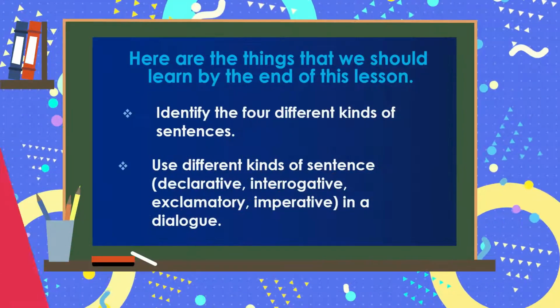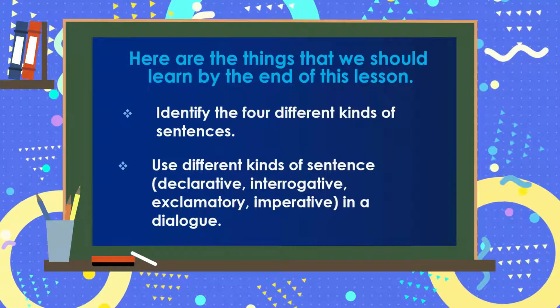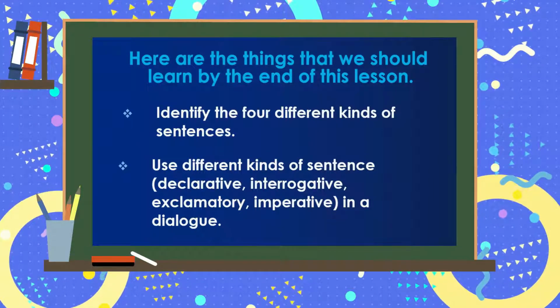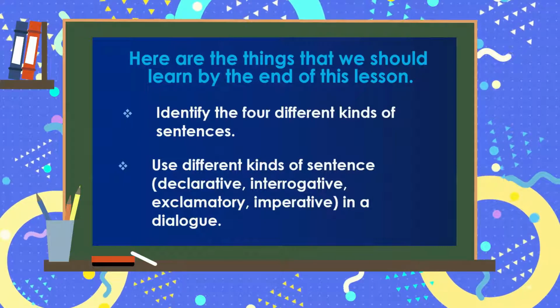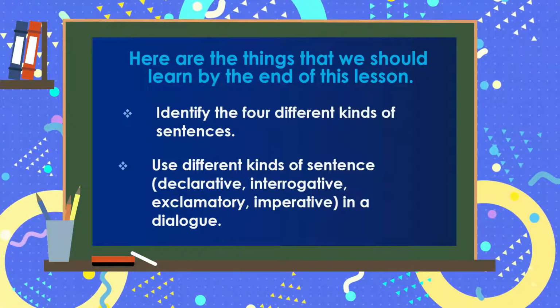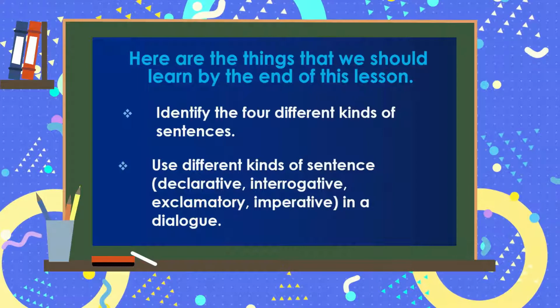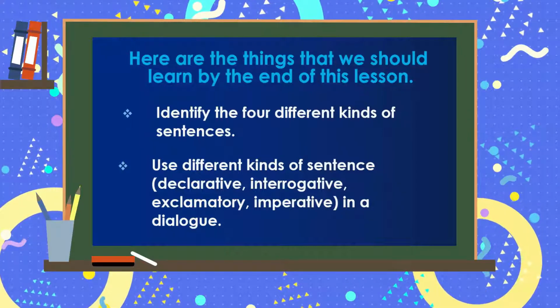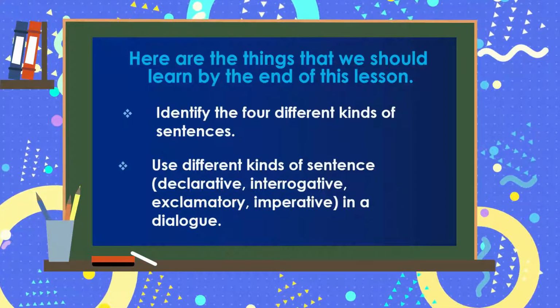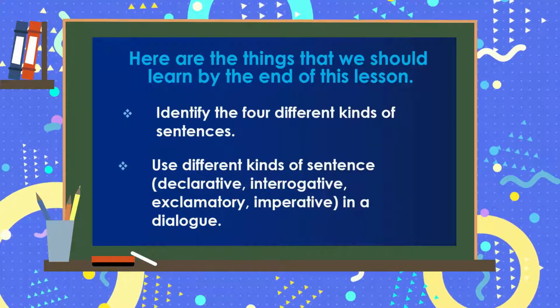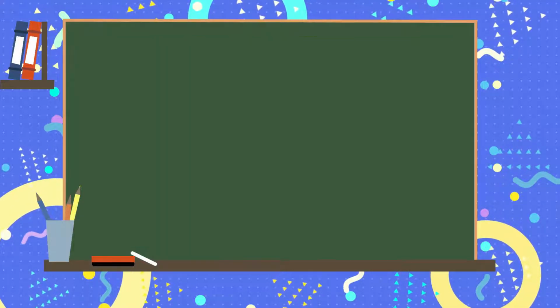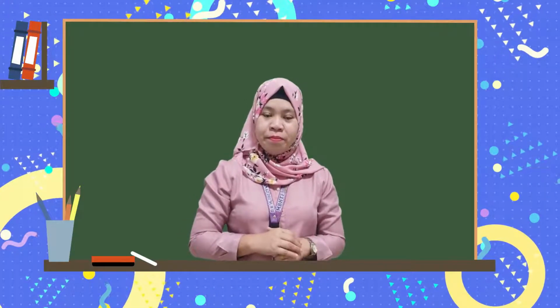Here are the things that we should learn by the end of this lesson. First, to identify the 4 different kinds of sentences. Second, to use different kinds of sentences: declarative, interrogative, exclamatory, imperative in a dialogue. So now, let's start our journey in learning more about the different kinds of sentences.